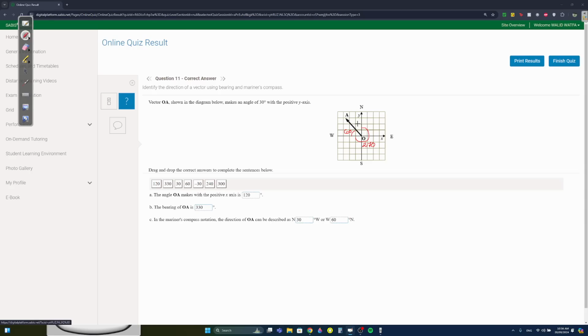Oh, and it was pretty obvious. They told us it's 30 here. Surely if it's 30 here, then this is 60. How can we get the bearing here? We can either go west 60 degrees north, right? West 60 degrees north, or from the north we can go 30 degrees west, right? Both work.